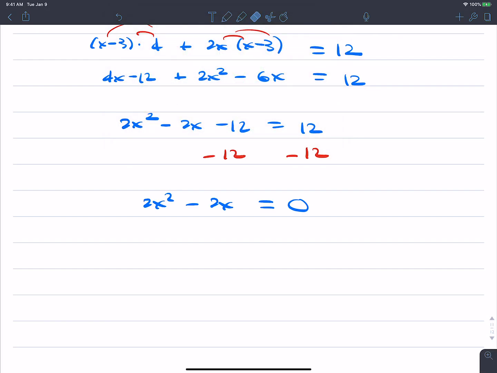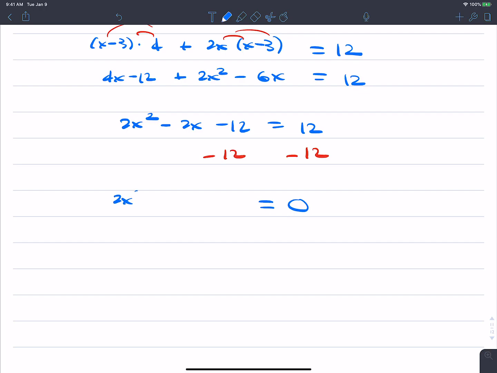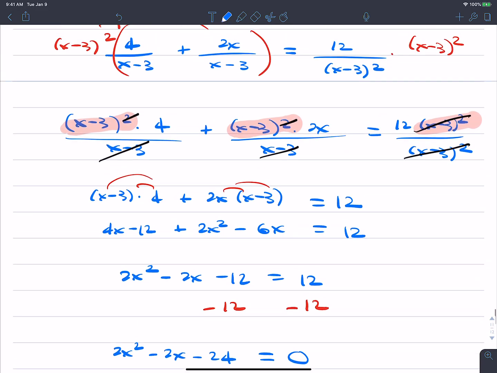Subtracting 12. That's going to change everything here. Good. So 2x squared minus 2x minus 24 is 0. So double check everything here, because you guys know I'm not awake and that coffee hasn't kicked in.